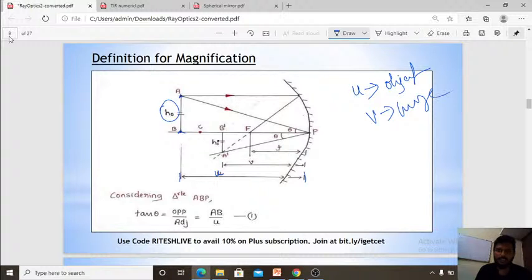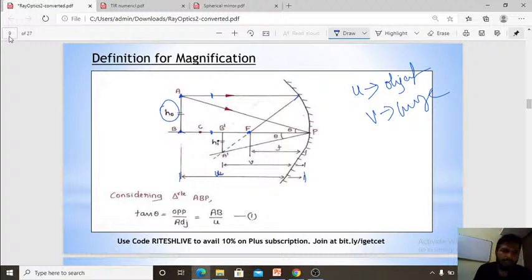Here, to find where the image is formed, a minimum of two rays should follow from the object to get the image of any object, right? So I have taken one ray which travels parallel to the principal axis. Then it will reflect back in such a way that it passes through the focus point. Every ray which is parallel to the principal axis will reflect back in such a way that it passes through the focus point. That is rule number one.